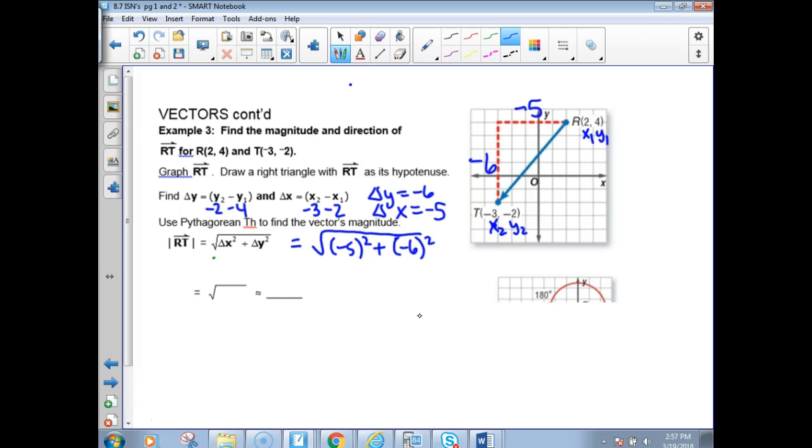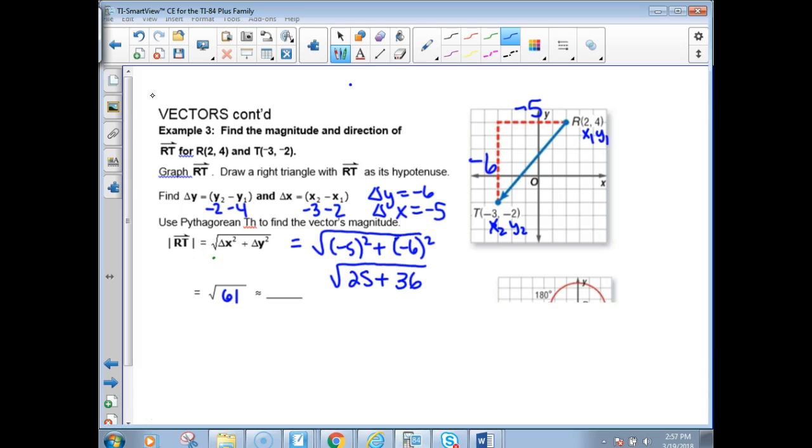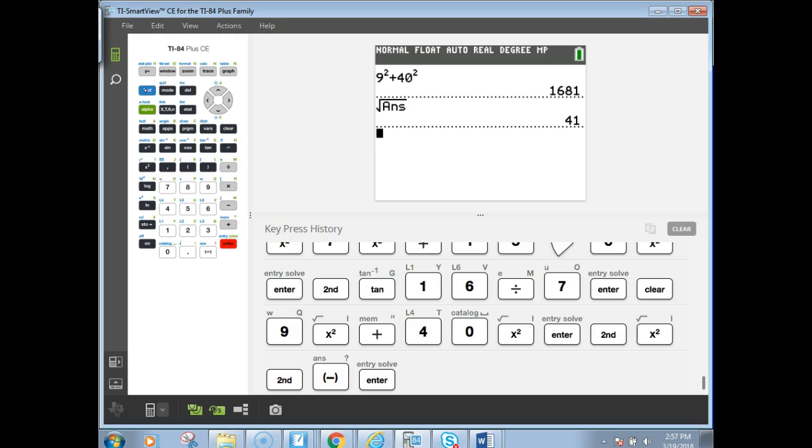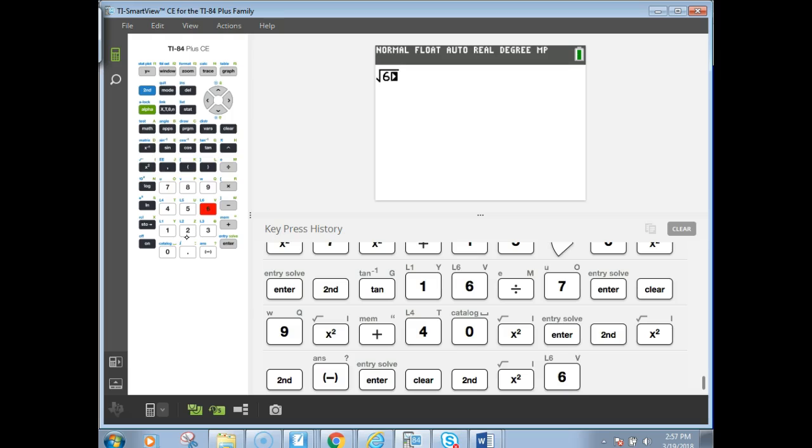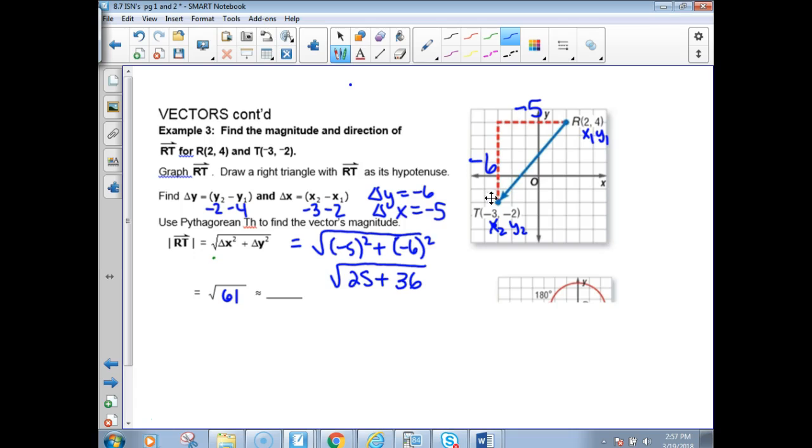Just some weird sounds out there. Okay, so here we go. I'm going to remind you that when you square a negative, you always get a positive. Negative 5 times negative 5 is 25. Negative 6 times negative 6 is 36. When we add them, we get 61. So we're going to need to take the square root of 61. Grab our calculator. Second, x squared, put in your 61. I think that's 7.8. About 7.8 because we rounded.